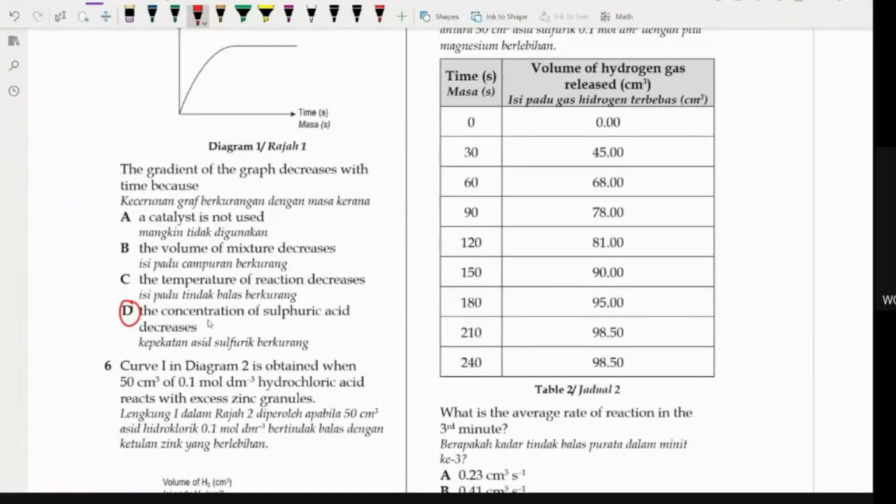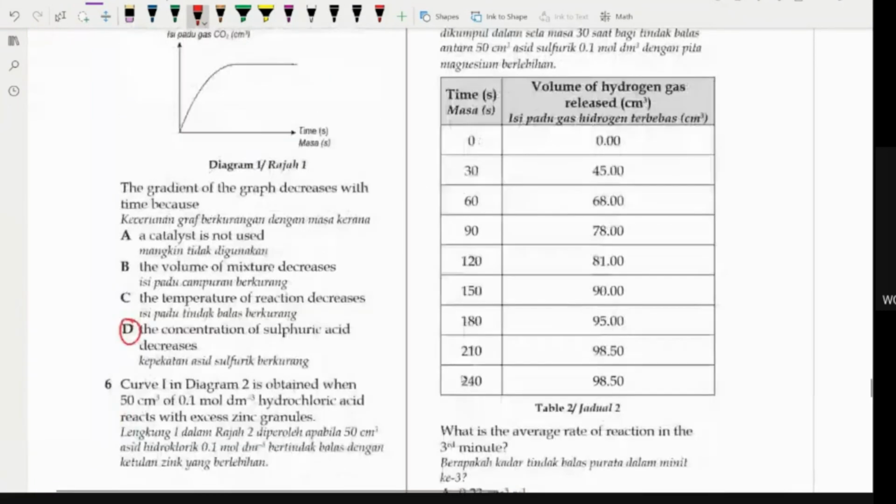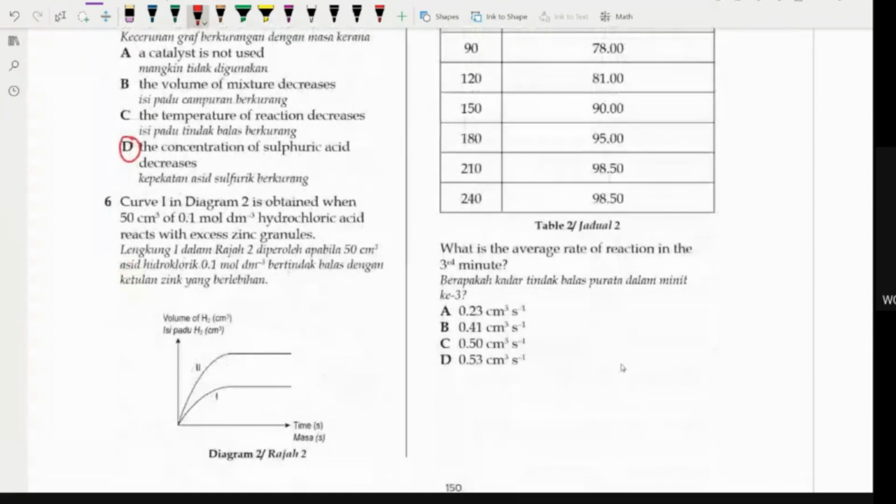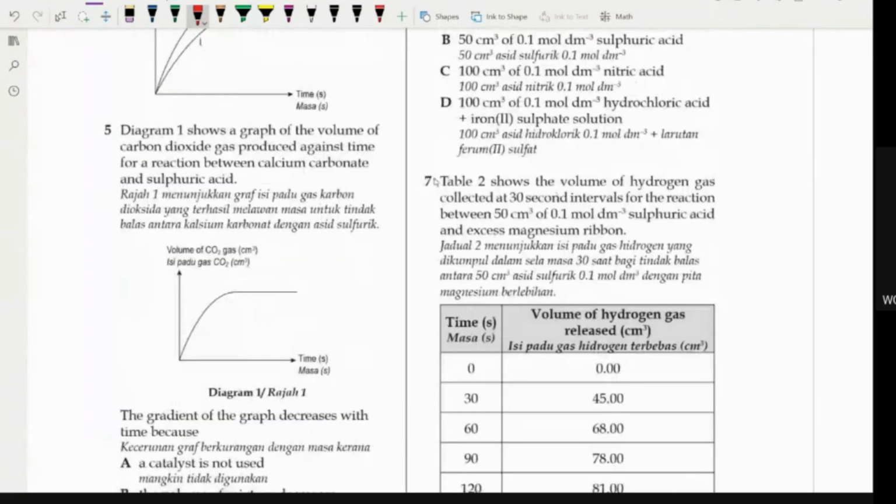I think we stop here. We stop here tonight. We remain with question 6 and question 7. We continue again next week.